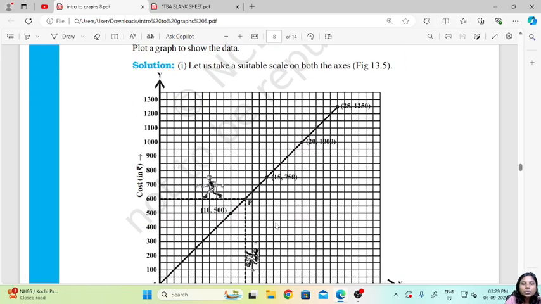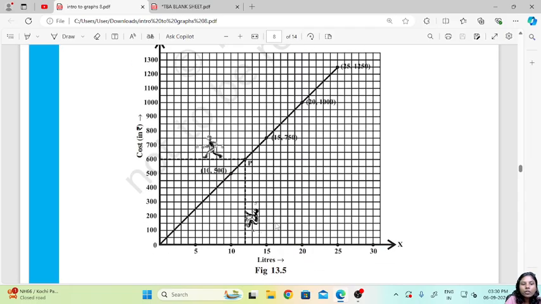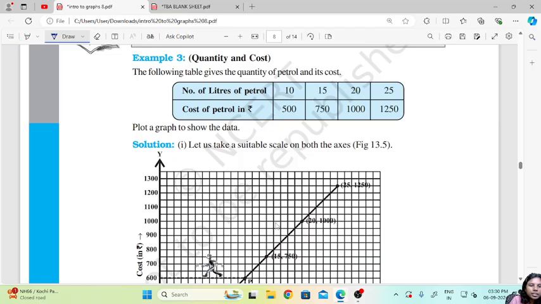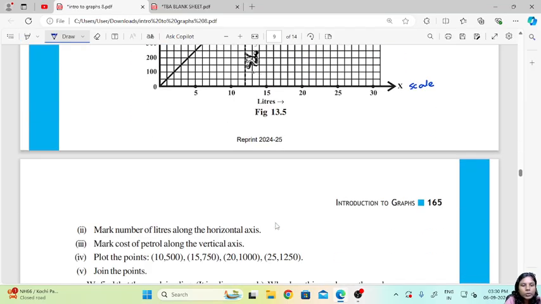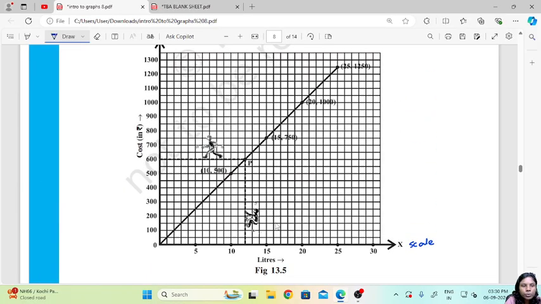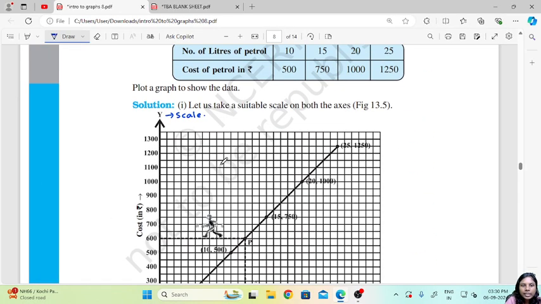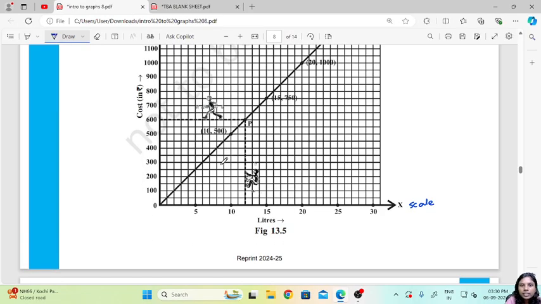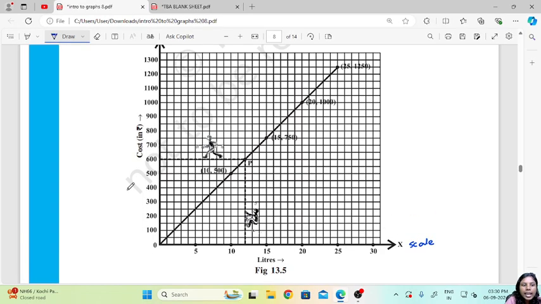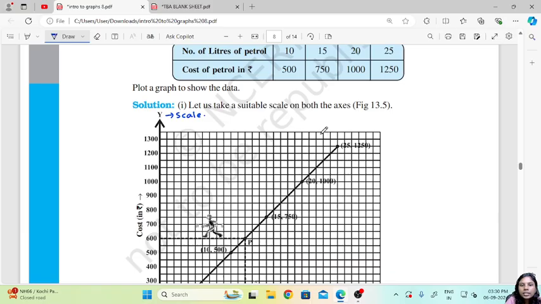Now let us make a suitable scale for both the axes. If we talk about scale, this x-axis that we have is our one scale, and the y-axis, this one here, is our second scale. First we have to choose the scale. On the x-axis we will consider the liters, that is how much petrol is being used, and on the y-axis we are going to consider the cost.